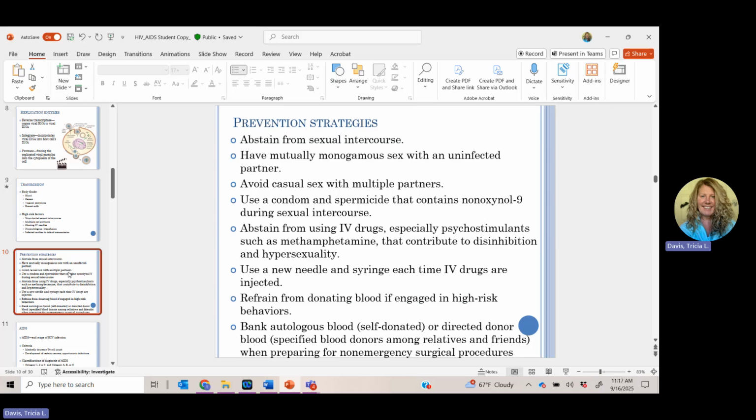And there are obviously many, many reasons to abstain from using IV drugs, but some of these medications that these patients use cause them to have disinhibition and hypersexuality, which puts them in a position to engage in some of these unsafe practices. Refrain from donating blood if you're engaged in high-risk behaviors. And if you're in a position to donate your own blood before a procedure or something like that, that's definitely something that we recommend.